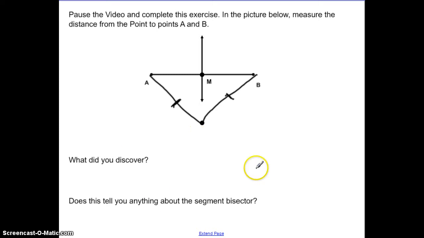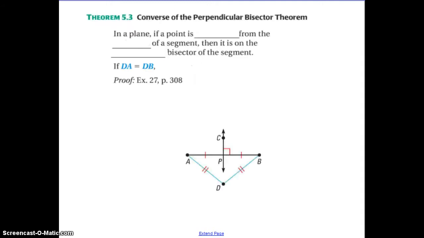So what did you think? What do you think that means? This point is not particularly on my perpendicular bisector, but yet it has the same properties, right? So let's look at that. This leads us into our next theorem, which is the converse. Okay, so the converse is just you're switching the hypothesis and the conclusion from our first theorem, Theorem 5.2.